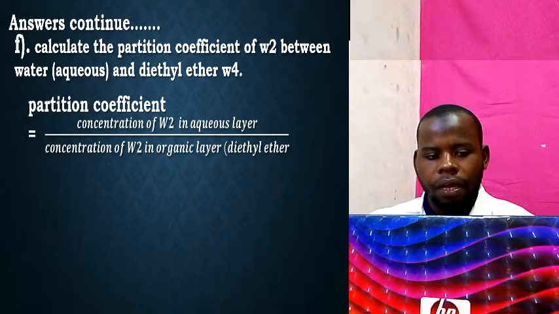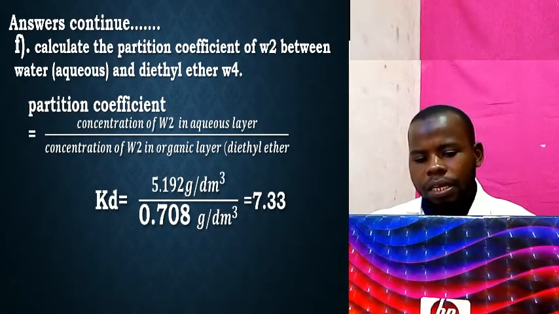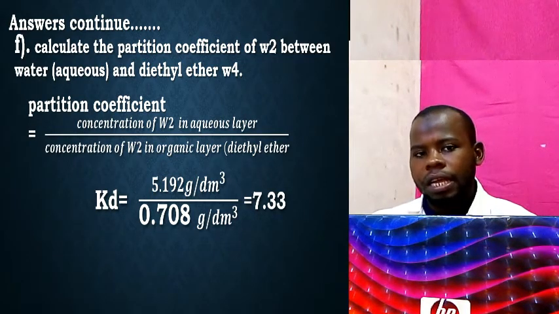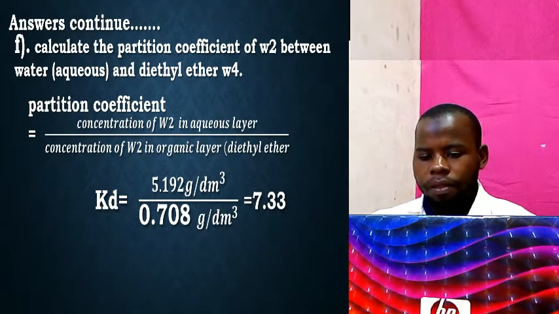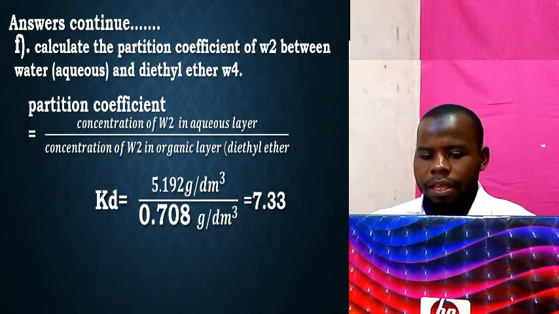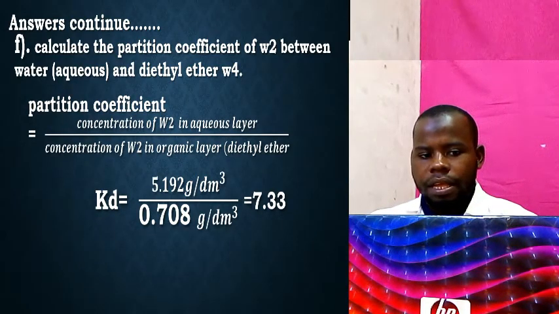That is the formula. When you look at the data, in the aqueous layer it was 5.192, and the organic layer is 0.708 gram per decimeter cube. The value is 7.33 because the units have been cancelled. That is the partition coefficient between the aqueous and the organic layer.